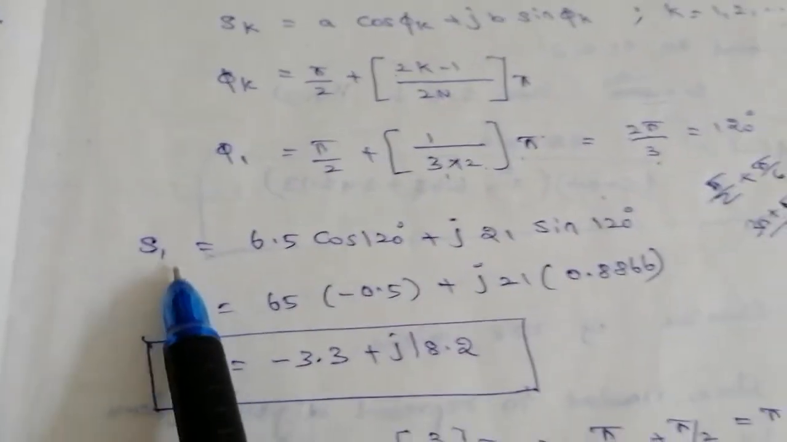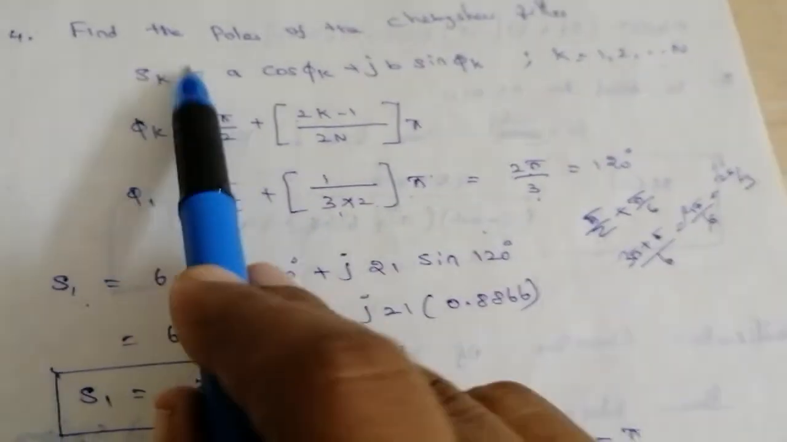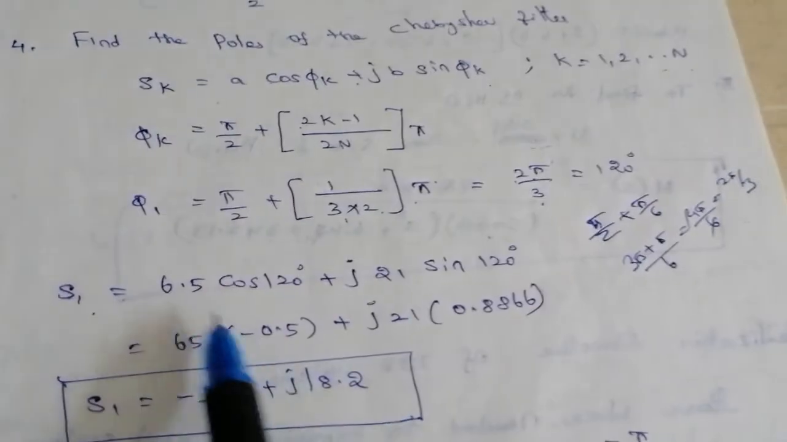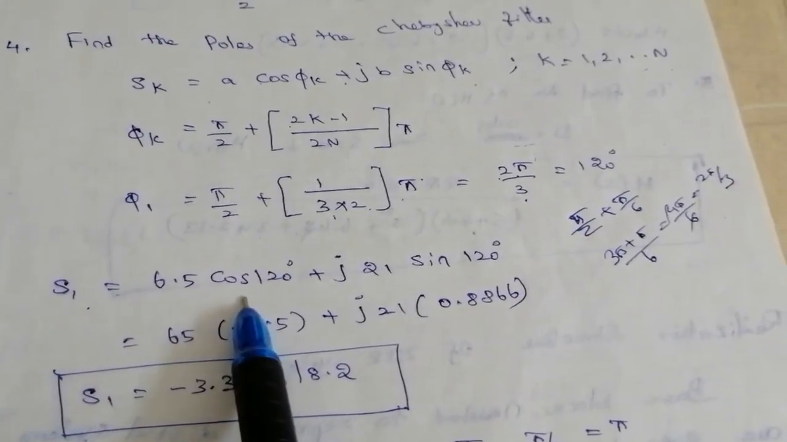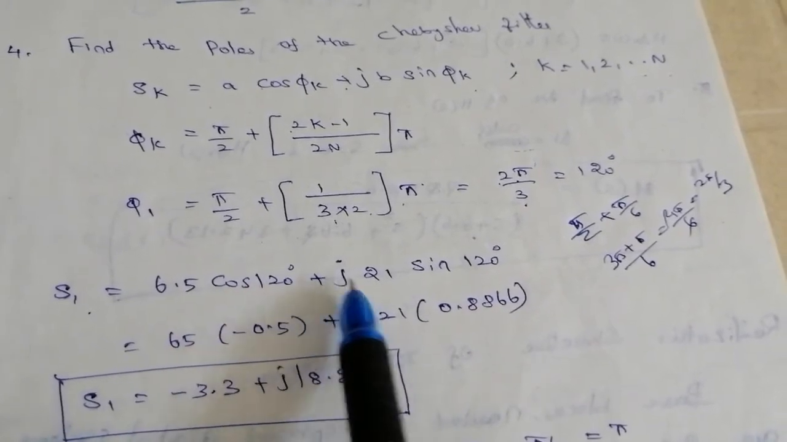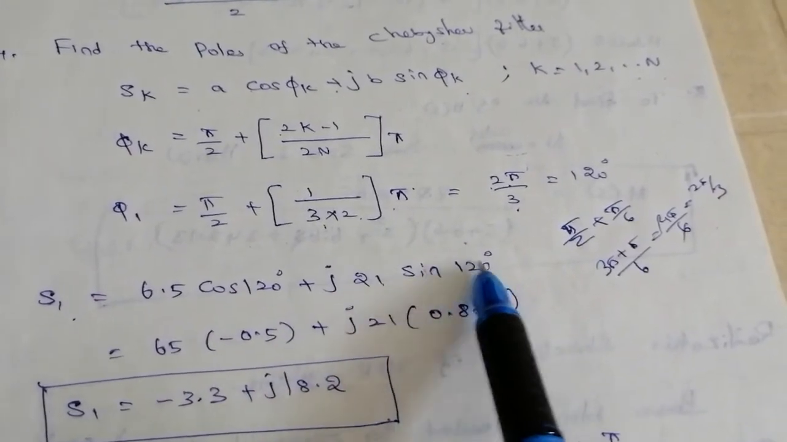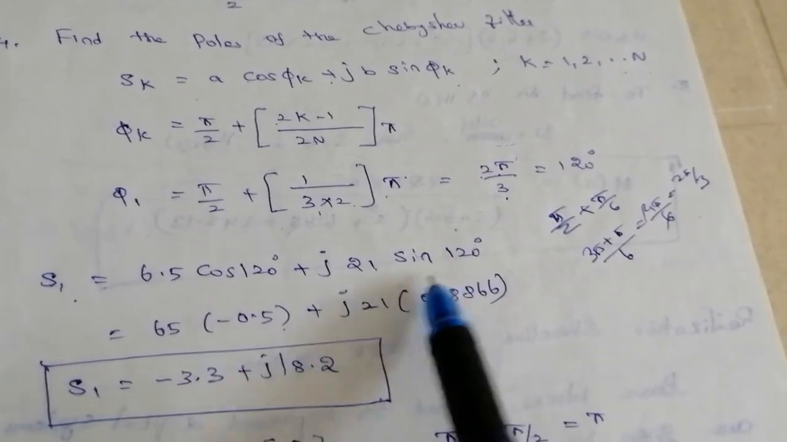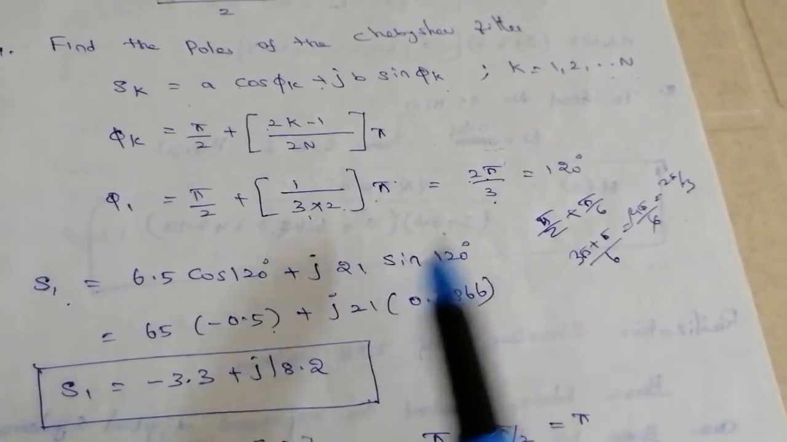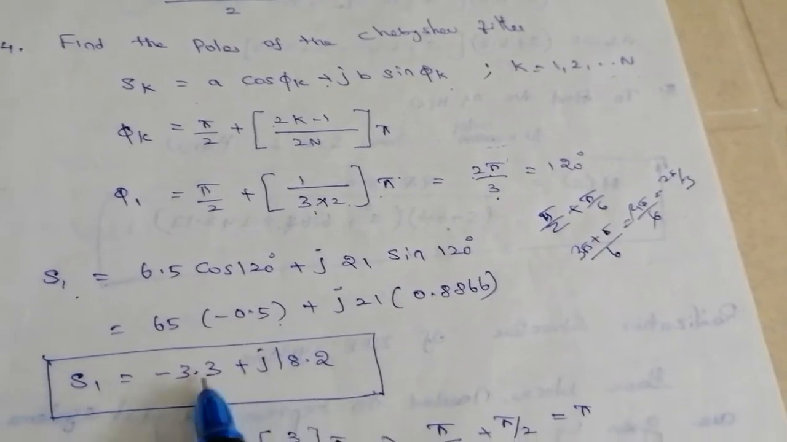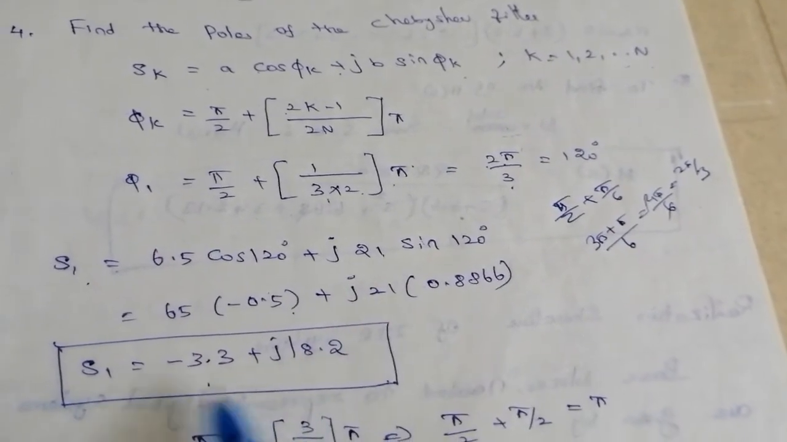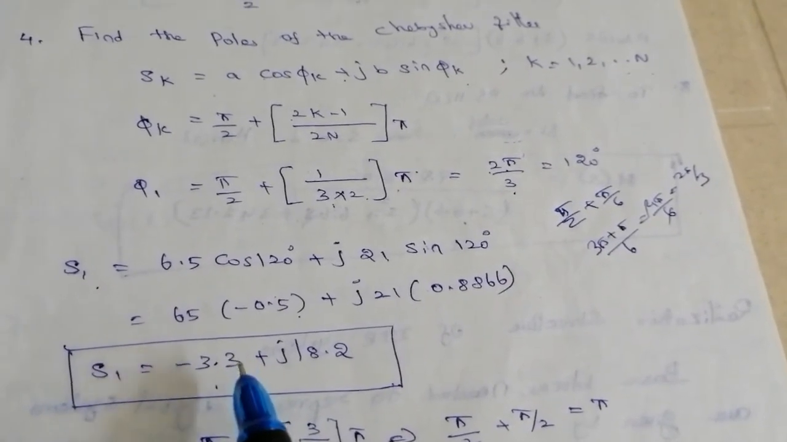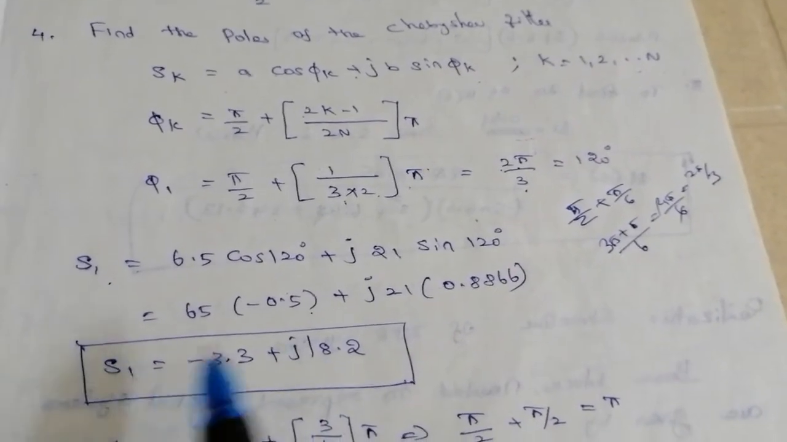So S1, we know the sk formula: S1 is A into cos phi 1 plus j B into sin phi 1. The A value is 6.5, cos phi 1 is cos 120, plus j, B value is 21, sin 120. Using a calculator, cos 120 is minus 0.5 and sin 120 is 0.866. Multiplying these two terms, we get this one, and multiplying these two terms, we get this one. This is the S1 pole. We have n equal to 3, so we have to find S1, S2, S3.